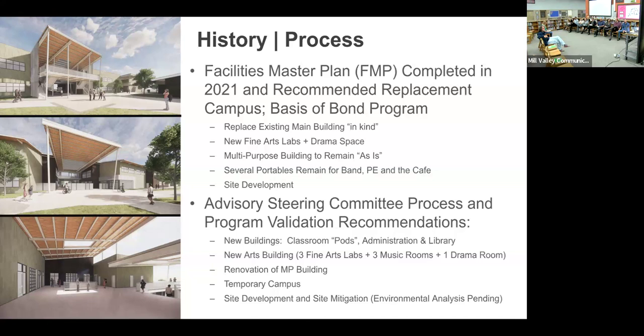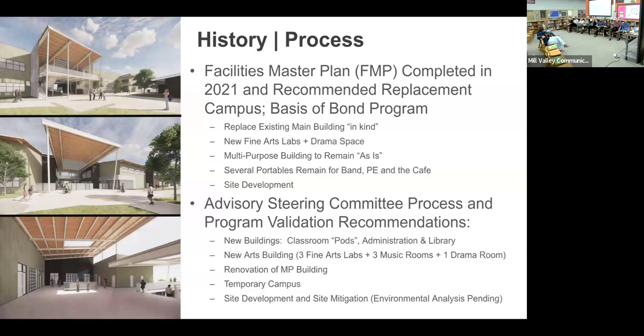We had a lot of folks showing up at the board and community level that the rehashing of the history was a valuable piece in setting us up for the discussions around the schematic design approval. So the first is to remind everyone there was a facilities master plan completed in 2021. It was basically for the replacement of this existing building and not the other buildings on campus.